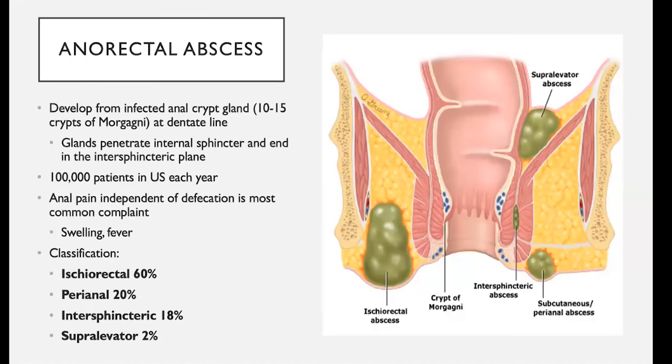Moving on to anorectal abscesses. So these abscesses develop from an infected anal crypt gland. Again, there are about 10 to 15 crypts of Morgagni at the dentate line. The glands penetrate the internal sphincter and end in the intersphincteric plane. And anorectal abscesses account for about 100,000 patient visits to the emergency department in the US each year.